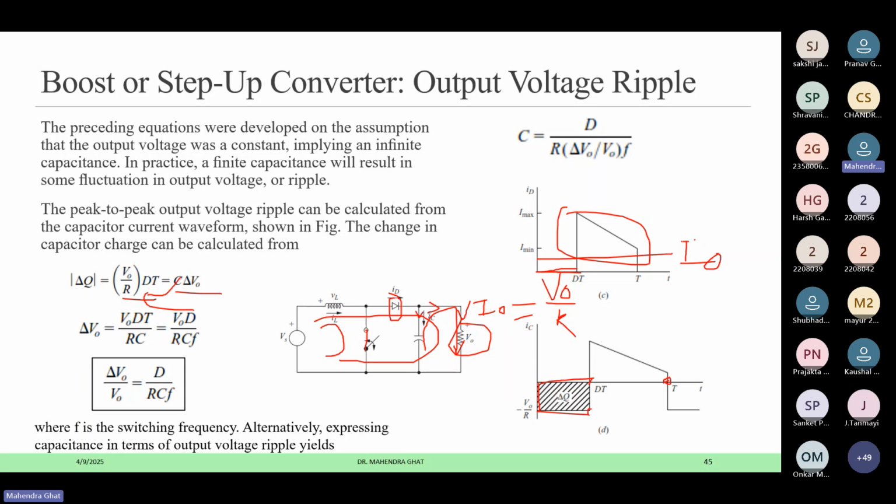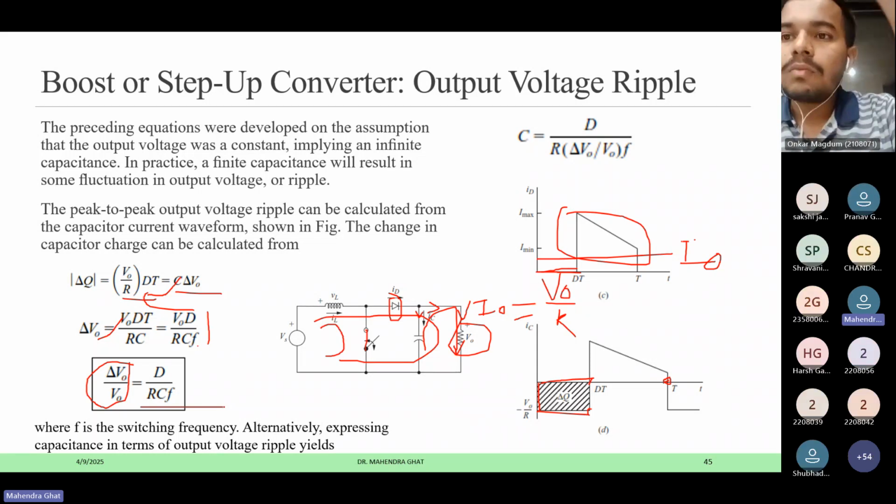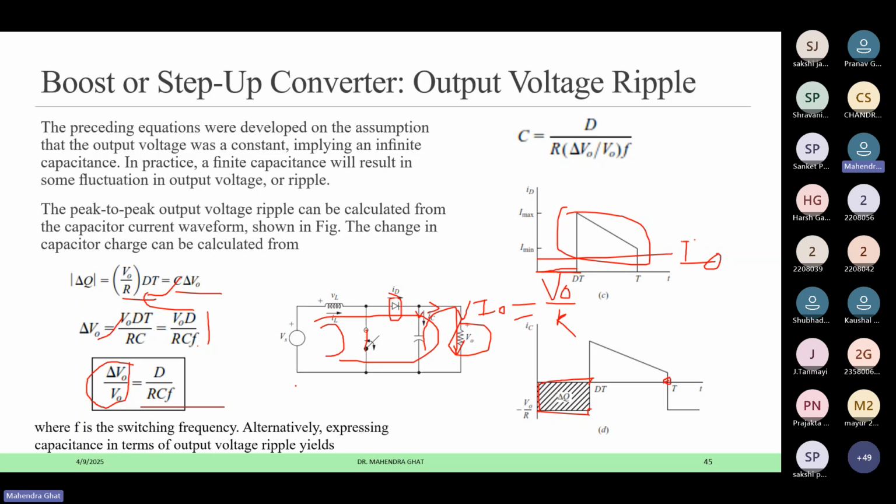Now T is nothing but 1 upon F. If I put that value, I can say the F here. Again, it will be given in terms of the ripple of the output voltage. So I will take this VO to this side, and it will give delta VO by VO equals D divided by RCF. This is different from what we got for the buck converter. So the filter requirements for the buck and boost are completely different. For L also, if you have seen, you will get different equations.